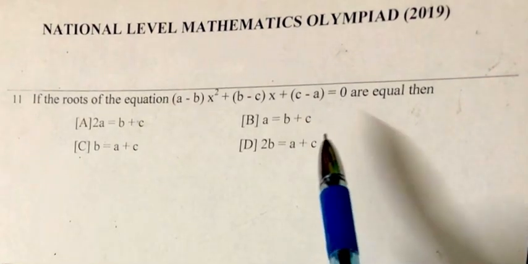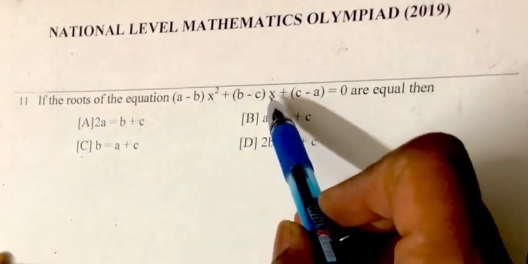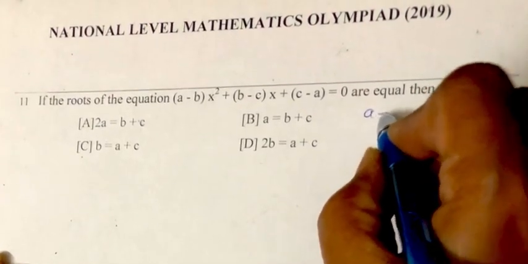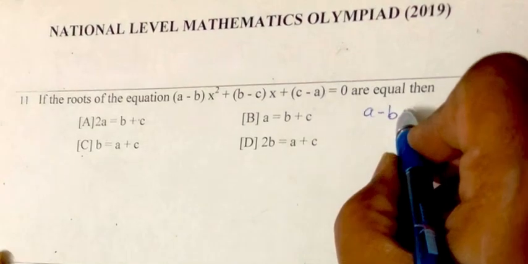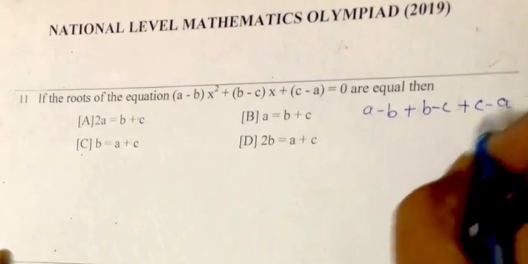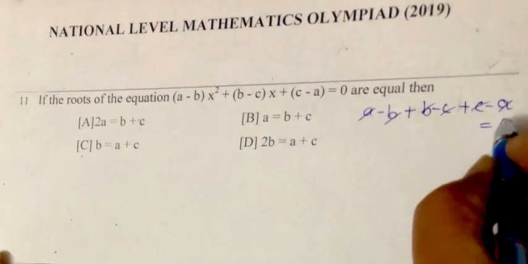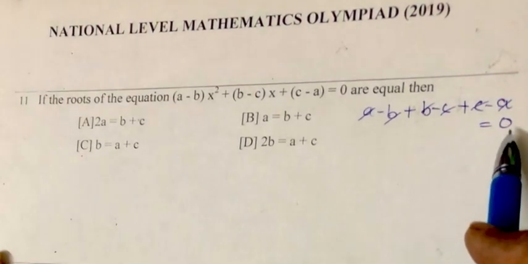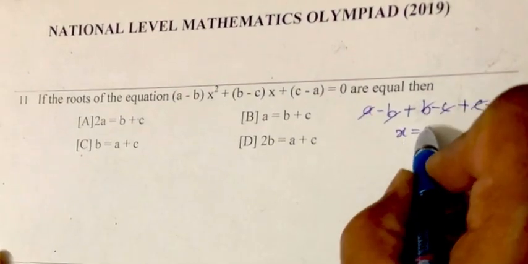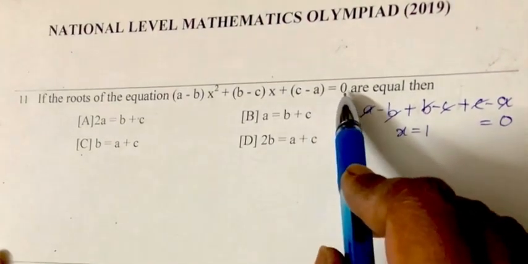In order to solve this question, first of all, we check the sum of the coefficients of x square, x and the constant term. So we add all these coefficients: a minus b, plus b minus c, plus c minus a. So a cancels out, b cancels out, and c cancels out. The sum of the coefficients is 0. So we can say that x equal to 1 is one of the roots of this equation.